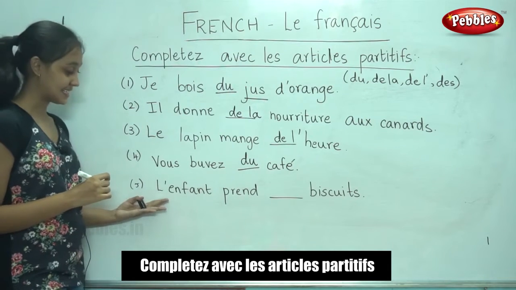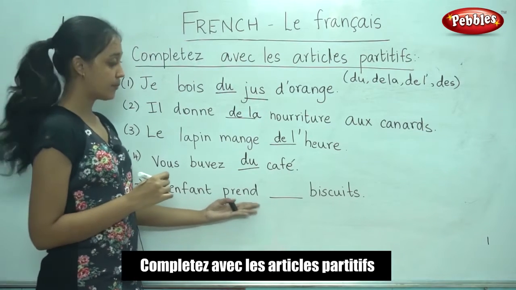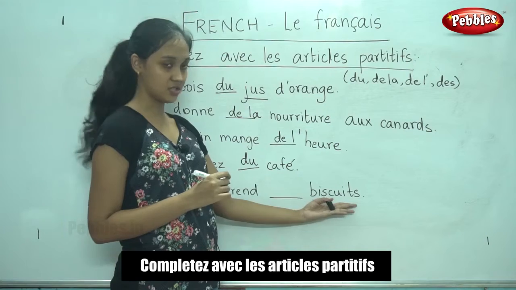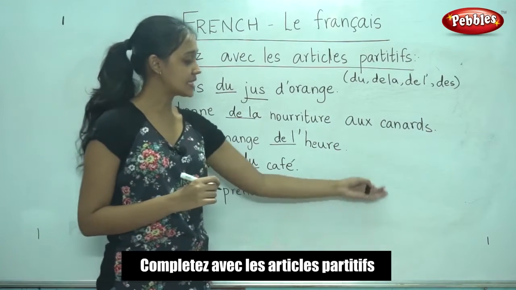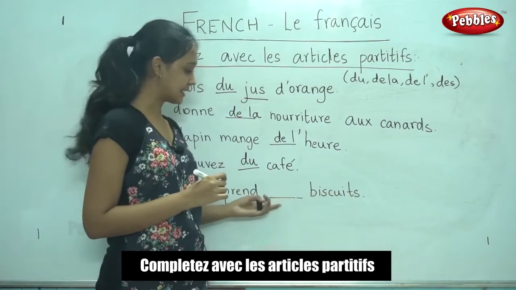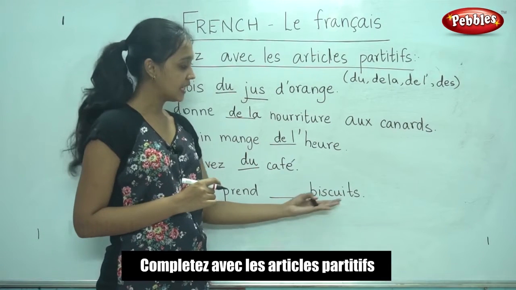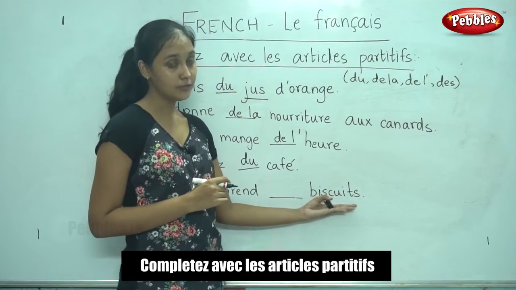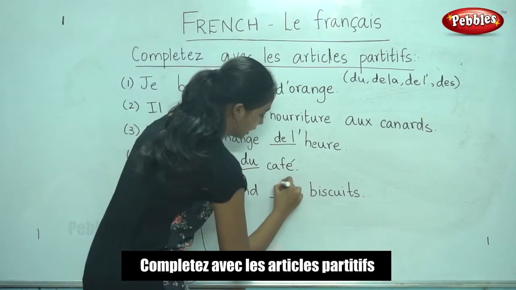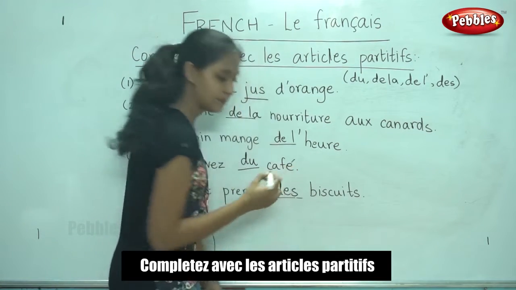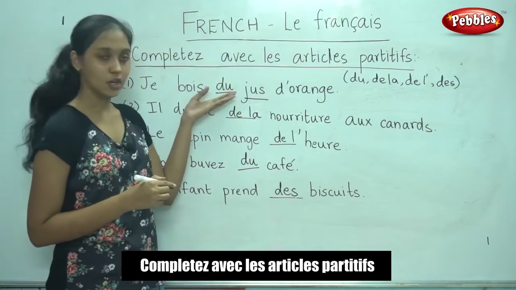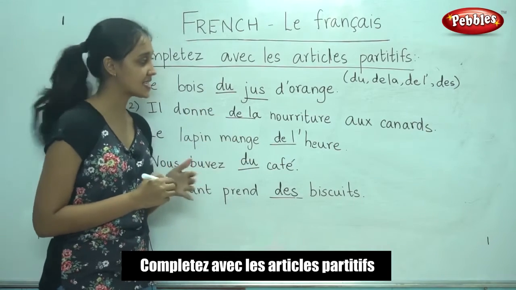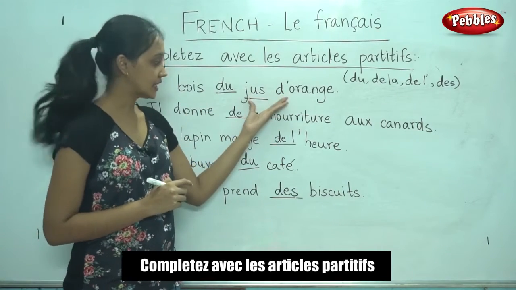The last sentence, l'enfant prend dash biscuits. Now this is the noun in this sentence that comes after the blank. It is in the plural form. Therefore, we write des. I hope you are not confused. It is a very easy exercise. Just take a look at the noun.